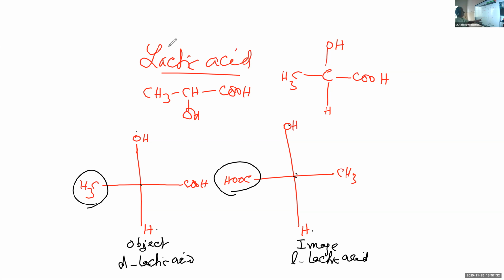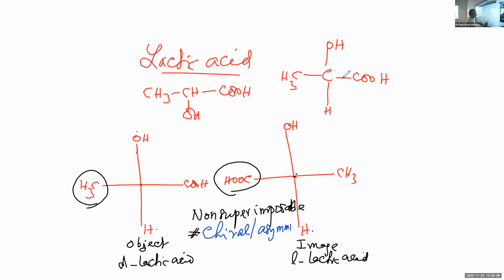Now, if these two are not superimposable, then we say the molecules are chiral molecules. These are called chiral molecules, or they are called asymmetric molecules. They are called dissymmetric molecules. You remember the chiral molecule or asymmetric molecule.